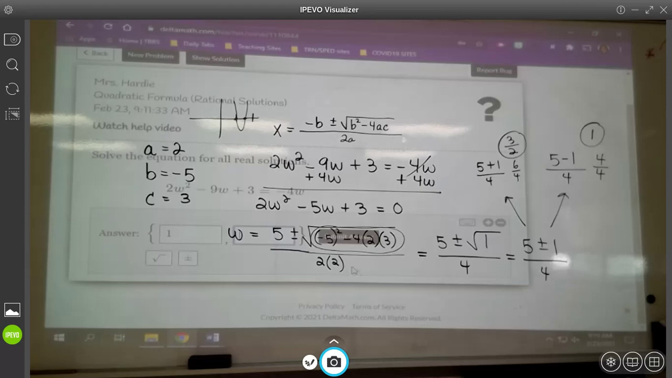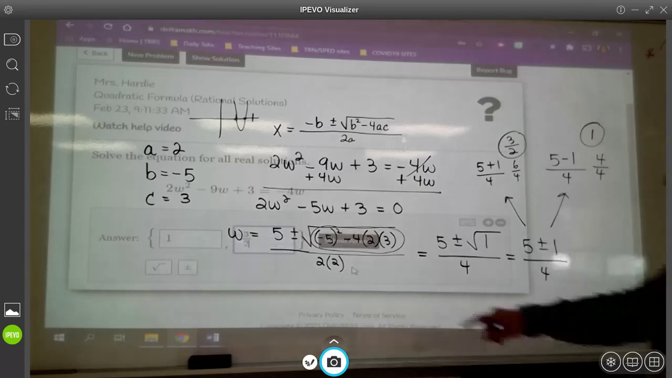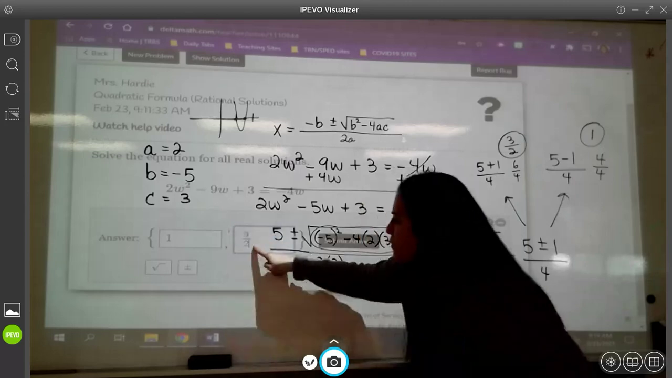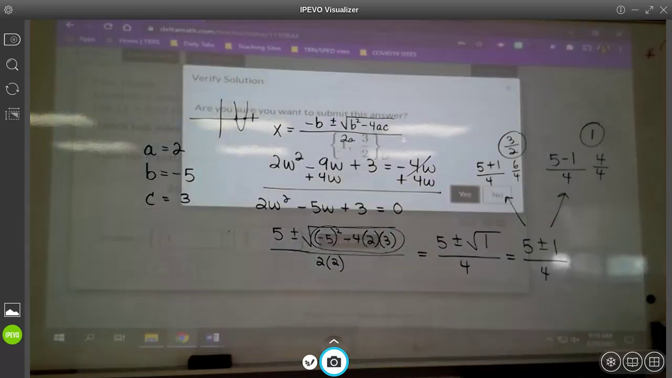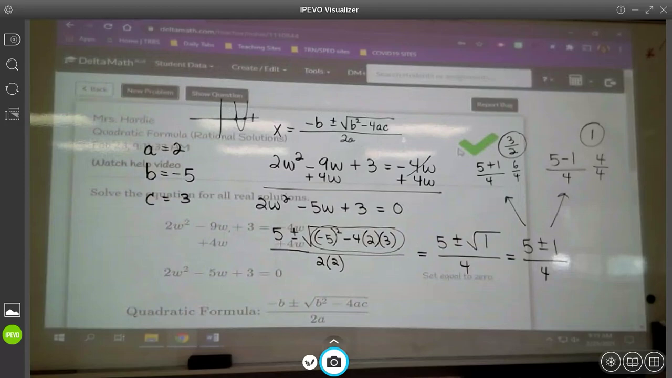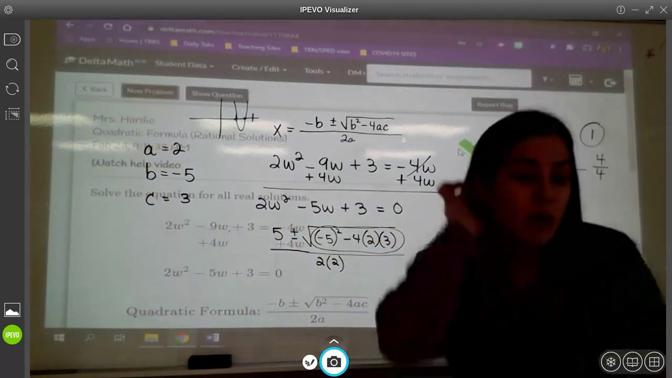And then I just want to put 3 divided by 2, 3/2. I hope you guys can see that. 3/2, you hit enter or submit, and it says 1 and 3 halves. Are those your answers? Yes, they are, and you'll get your green check. All right? So can I get a thumbs up that we're okay with that? Everybody good? All right, let me show you another scenario.